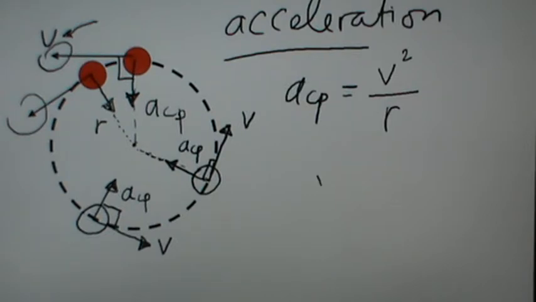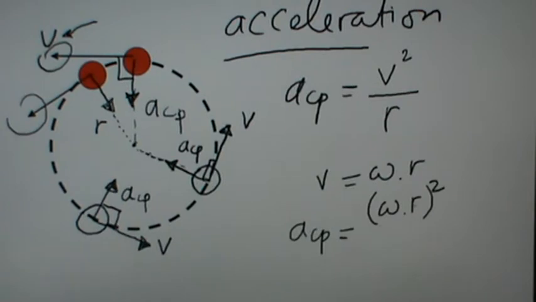Or, as you know that the linear velocity v is equal to the angular velocity omega times r, the centripetal acceleration will be (omega times r) squared divided by r. So you get the centripetal acceleration as omega squared times r. You can use either omega squared times r, or v squared divided by r.